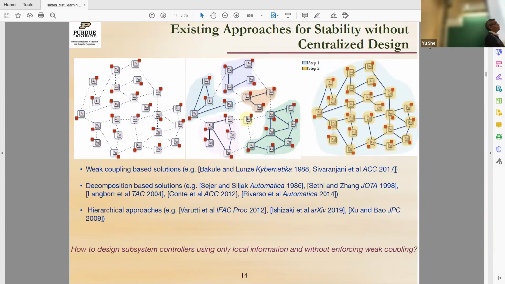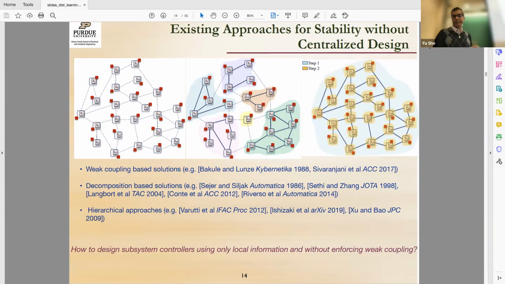One can assume that the system has weak coupling. So intuitively, you don't really care about systems far away. But that kind of defeats the purpose, right? In a microgrid example, if I'm not really transferring a lot of energy from one microgrid to another, why do I have the network at all? It defeats the purpose. You can have decomposition-based solutions, you can have hierarchical approaches, and so on, but most of them either lead to weak coupling or assume a central guy who is coordinating the solutions.